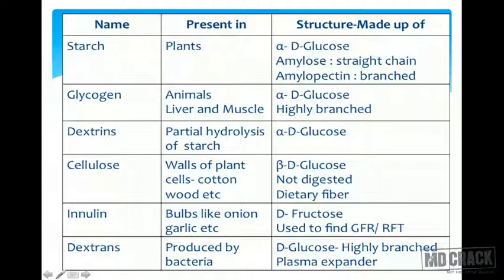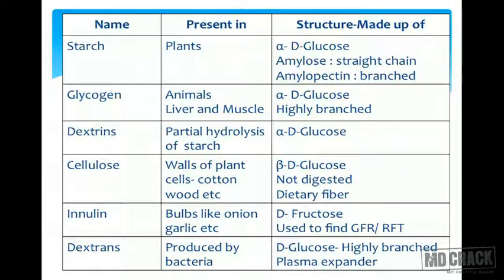Another important homopolysaccharide is the dextrans. The dextrans are produced by bacteria. It is also made up of only D-glucose. It is highly branched and it is used as a plasma expander, especially in cases of shock.